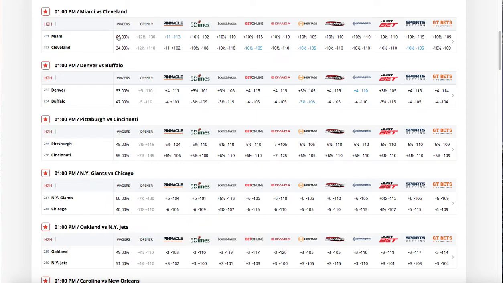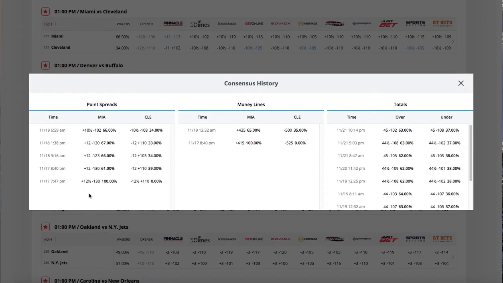They got the majority of the tickets on Miami, the majority of the money's on Miami, so the sportsbook has to move this line down to make it attractive to get some money on Cleveland. But again, going back to my point, when this line opens up and you have intentions of playing Miami and you see 100% of the wagers are on Miami, you damn better believe that this line's going down. So if you were going to play it, that would have been the time to play it.